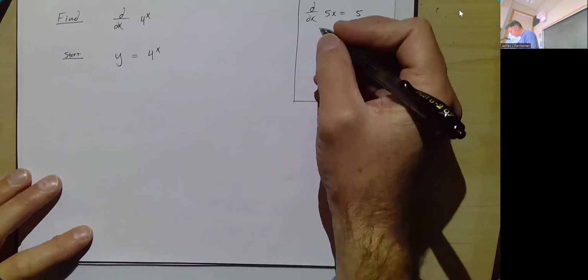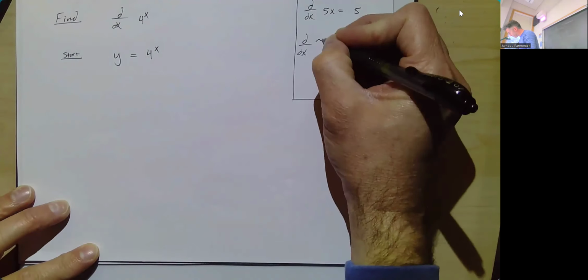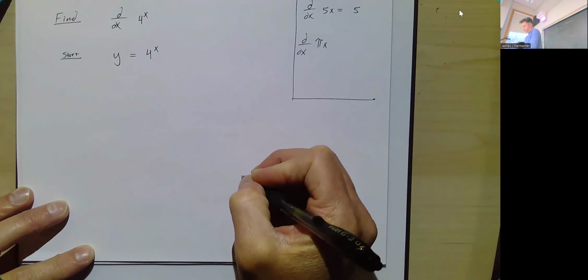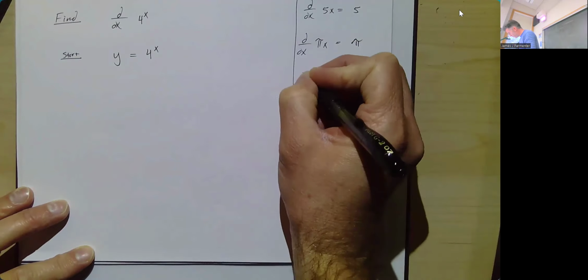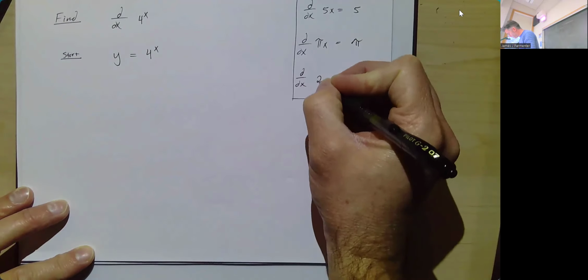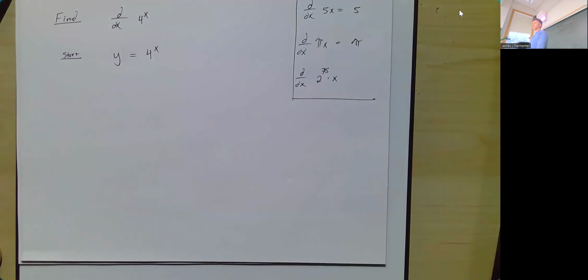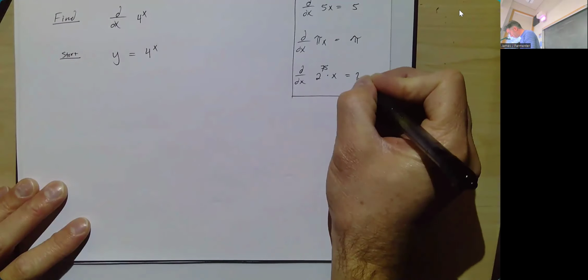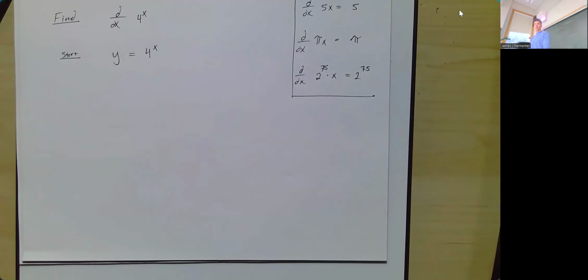In a similar way, what's the derivative of, say, pi times x? Right. One more, just for the fun of it. What's the derivative of 2 to the 75th power times x? Right, 2 to the 75th power. All these numbers in front of x, even though some of them are kind of funky, are all just constants. You'll see why I said that in just a moment.